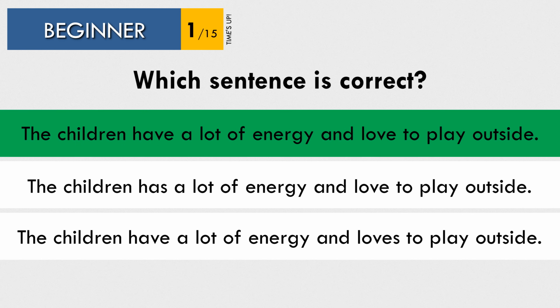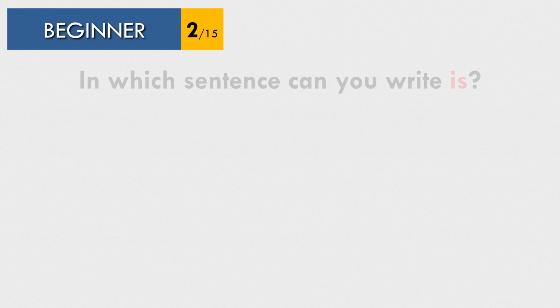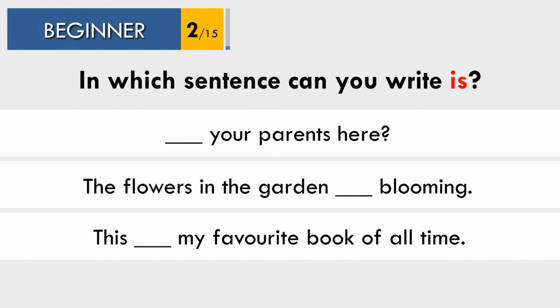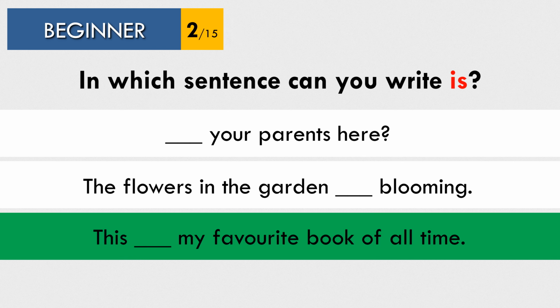The correct sentence is, the children have a lot of energy and love to play outside. In this sentence, the subject, the children, is plural, so the verbs should also be in their plural forms to agree with the subject. Number 2. In which sentence can you write is? The correct answer, this is my favourite book of all time.